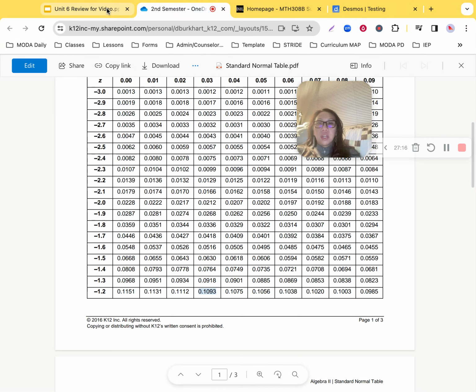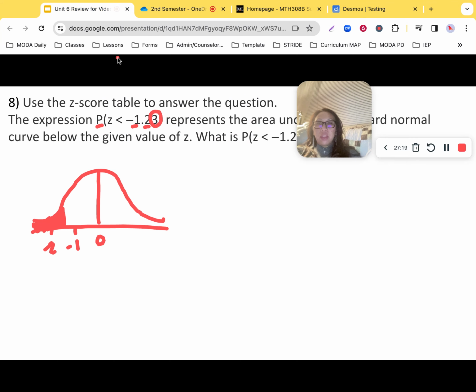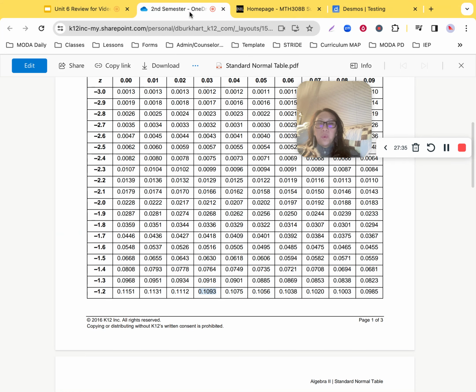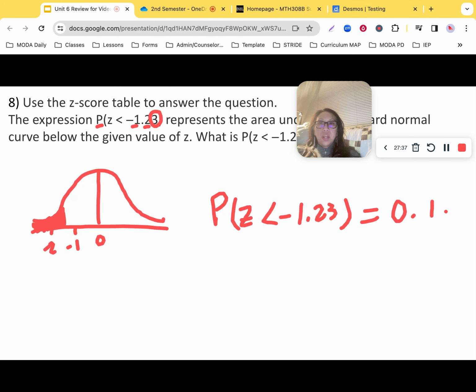It would be 0.1093. So P, or probability, or the area under that standard normal curve where the z-score is less than -1.23, is equal to 0.1093.